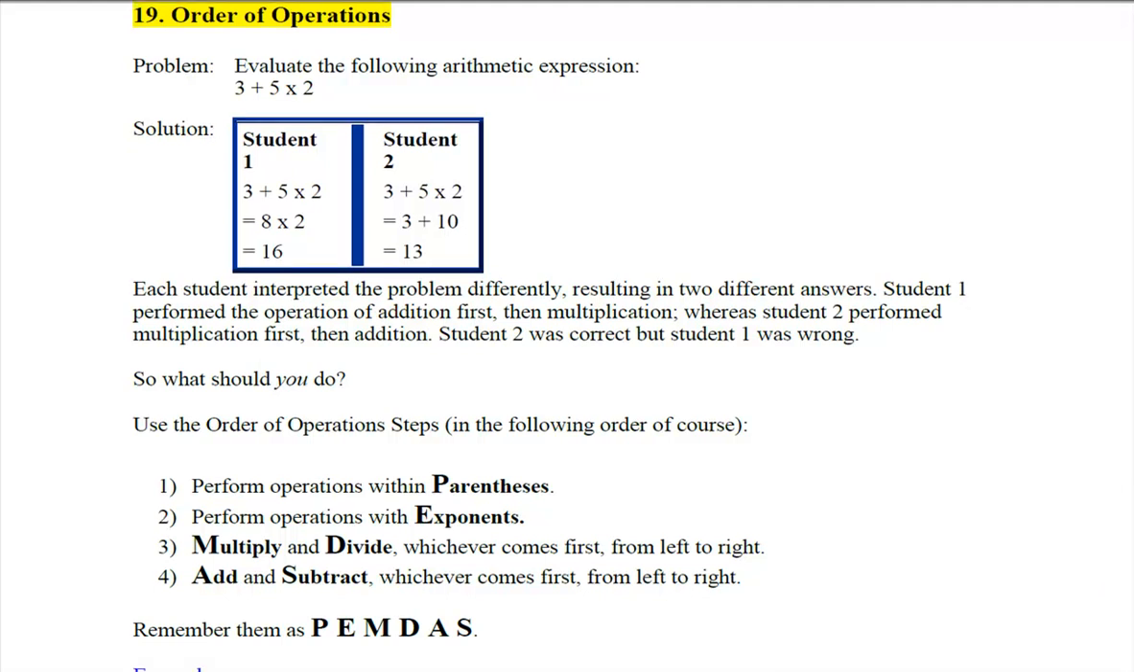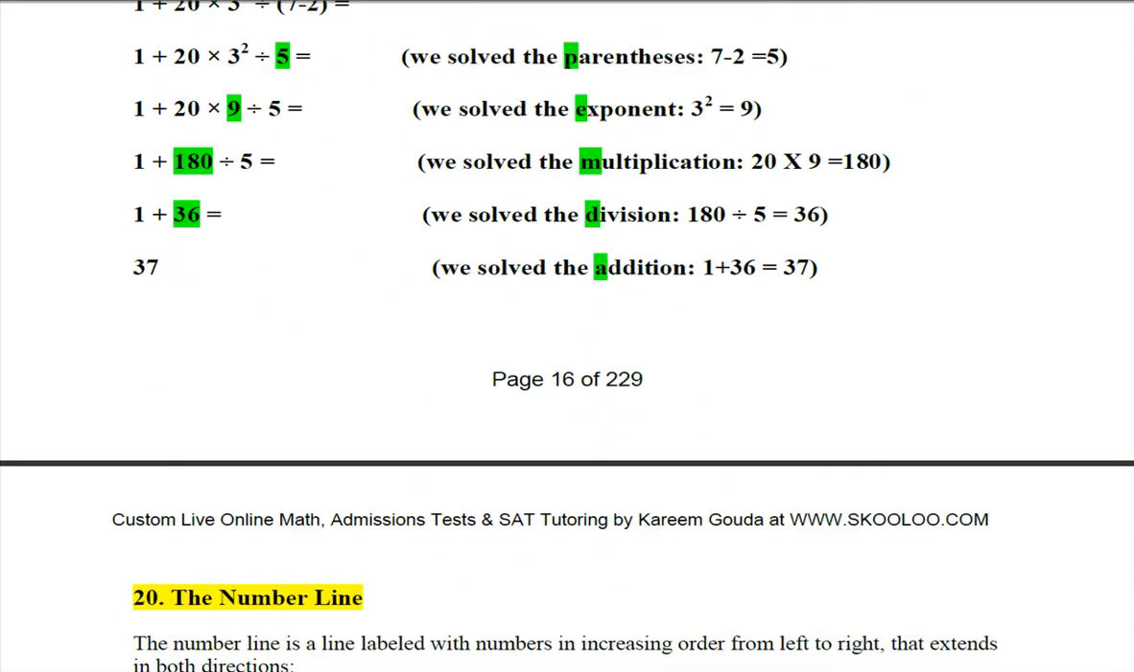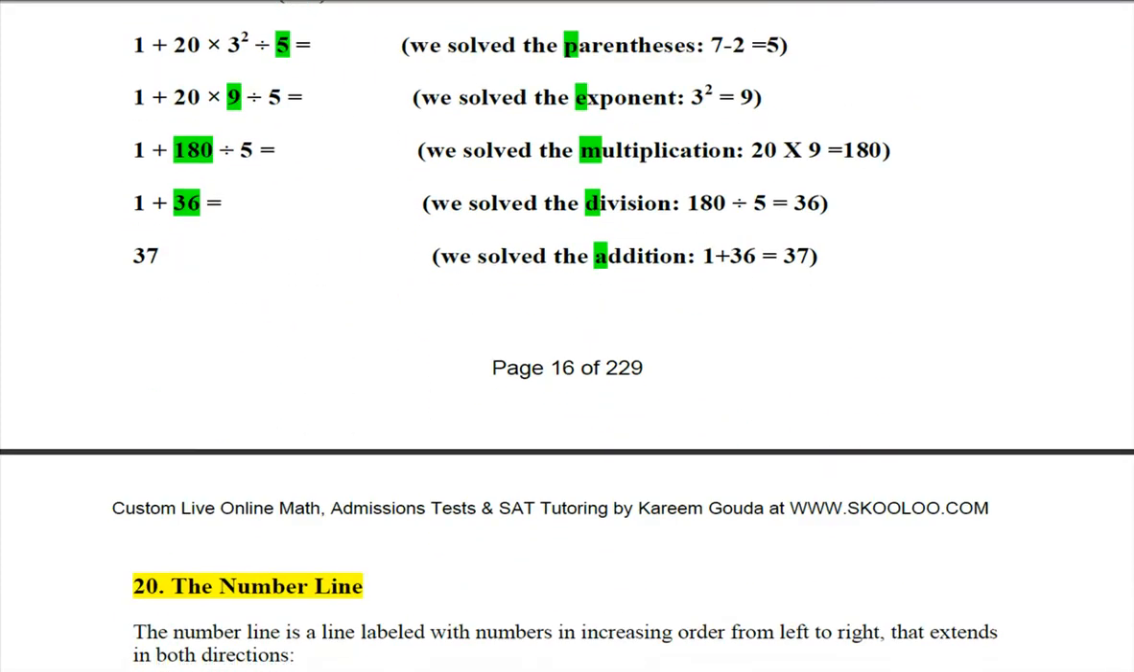Now, the order of operations, PEMDAS, means that we always do things inside parentheses first, then exponents, then multiplication and division from left to right, whichever comes first. Then addition and subtraction from left to right, whichever comes first. We remember them as PEMDAS: parentheses, exponents, multiplication, division, addition, subtraction. Okay, the example right here is pretty simple. Just take a look at it, please.